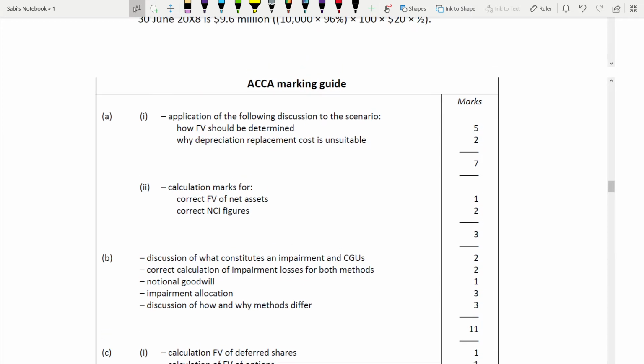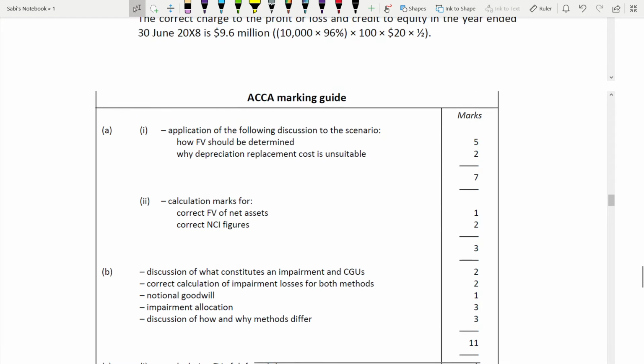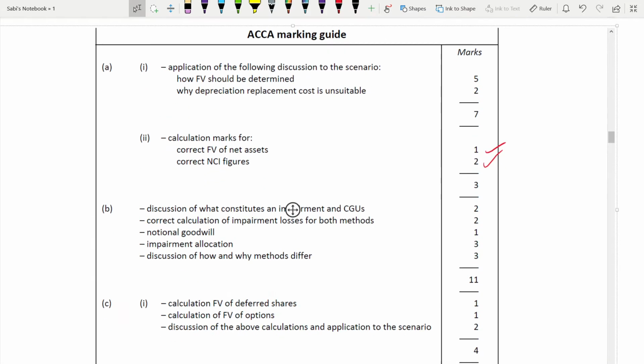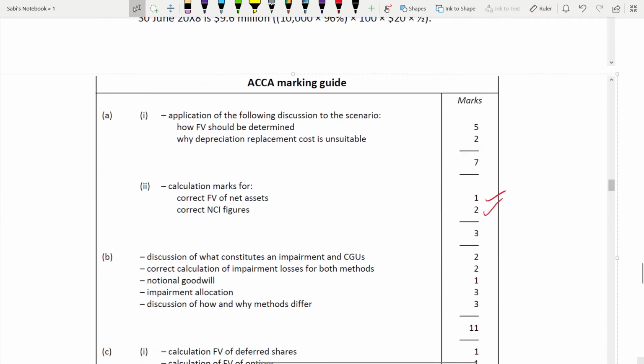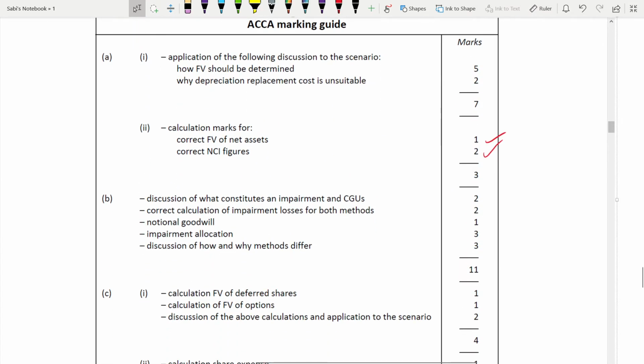Yesterday, by the way, for goodwill, when I calculated, it was for 3 marks. I didn't show you the second part of it, how you're getting the 3 marks. 1 mark is for the correct fair value of net assets, because we have to calculate it, and the correct NCI figure, 2 marks. Next, we have done part B. So, how you are getting the 11 marks, please see the breakdown. Discussion of what constitutes CGUs. What is a CGU?